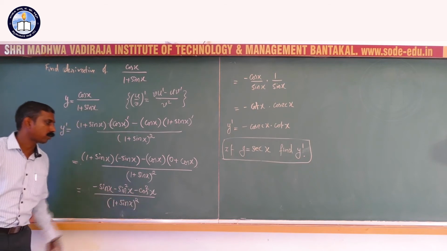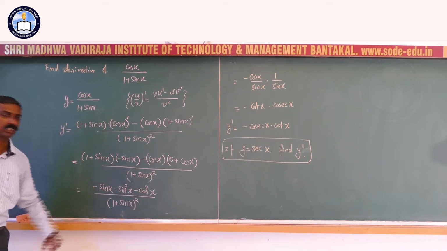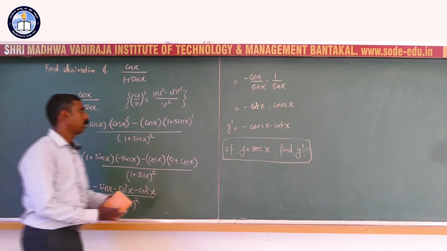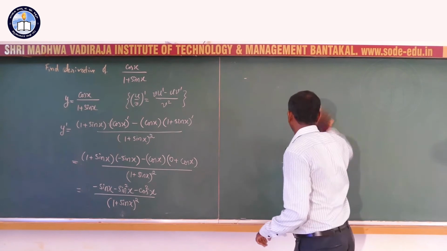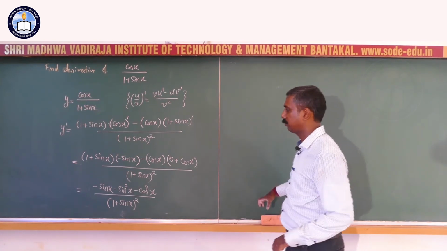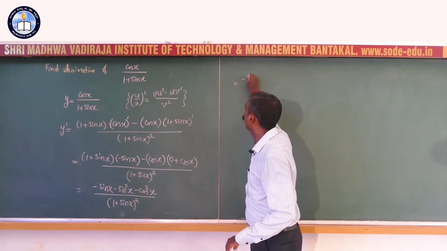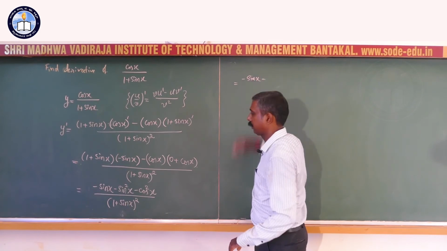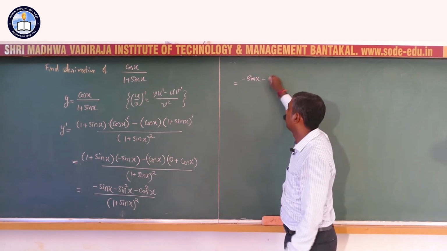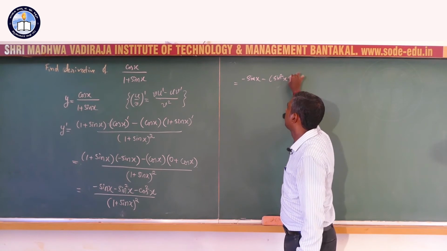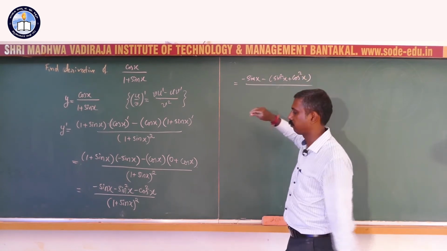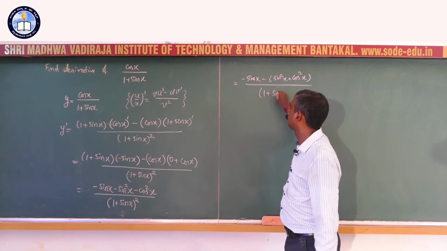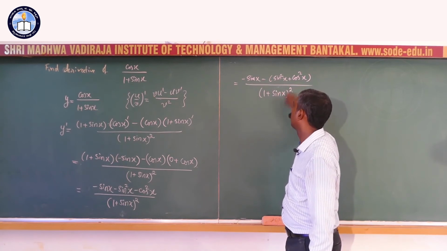Oh, sin square and cos square, both of them are the same sign. So, what can I do? I can take that minus sign outside. So, let me do that. It is equal to minus sin x. I have taken the minus sign happily outside. It is sin square x plus cos square x whole divided by 1 plus sin x whole square.